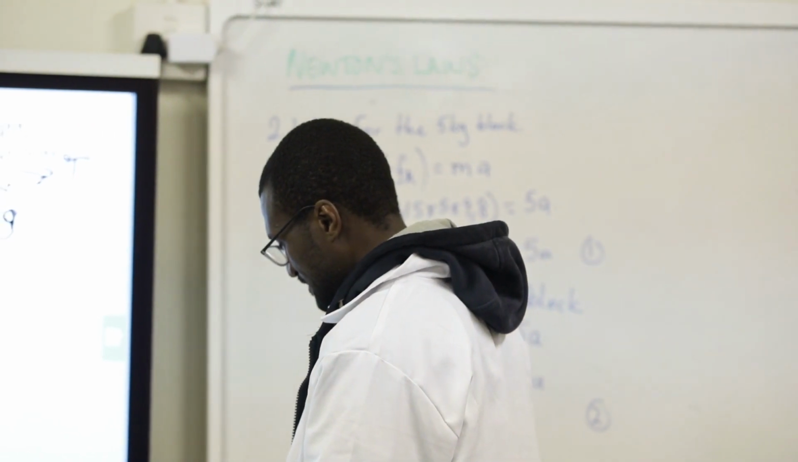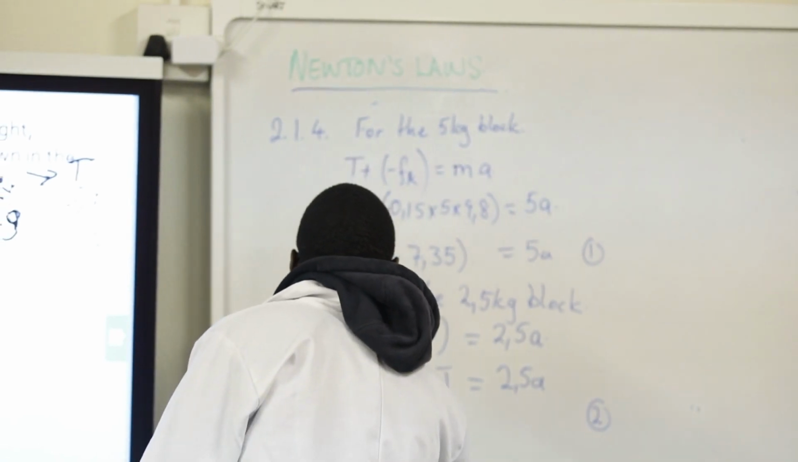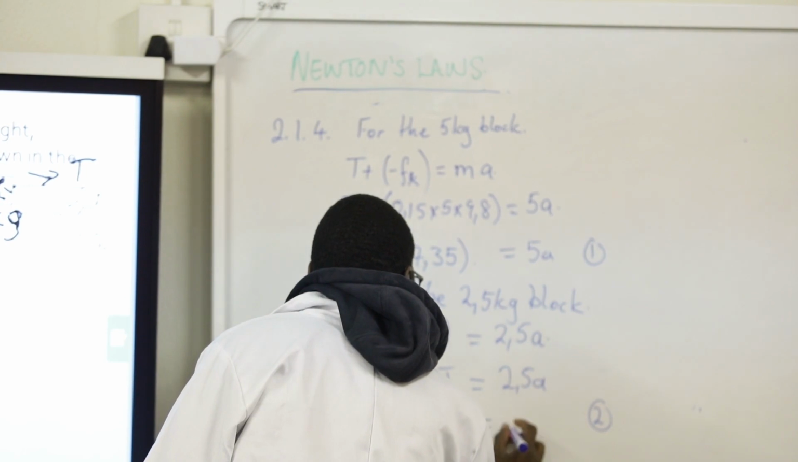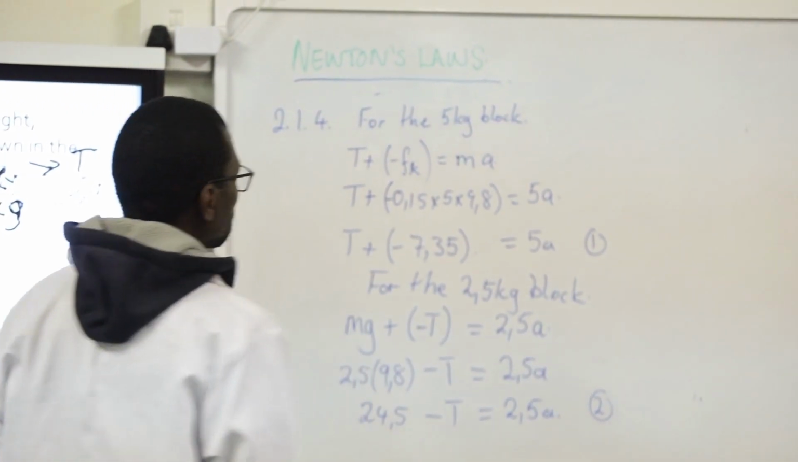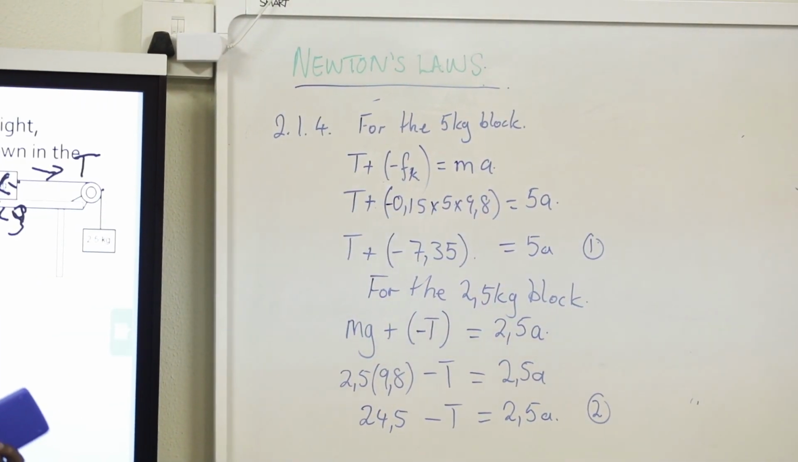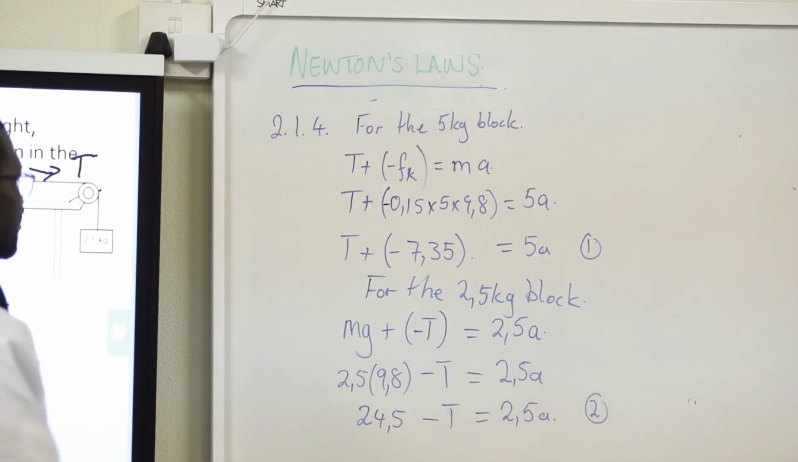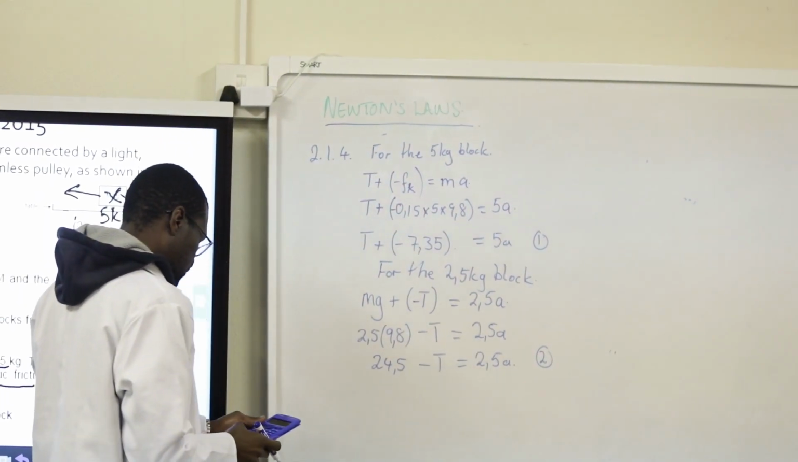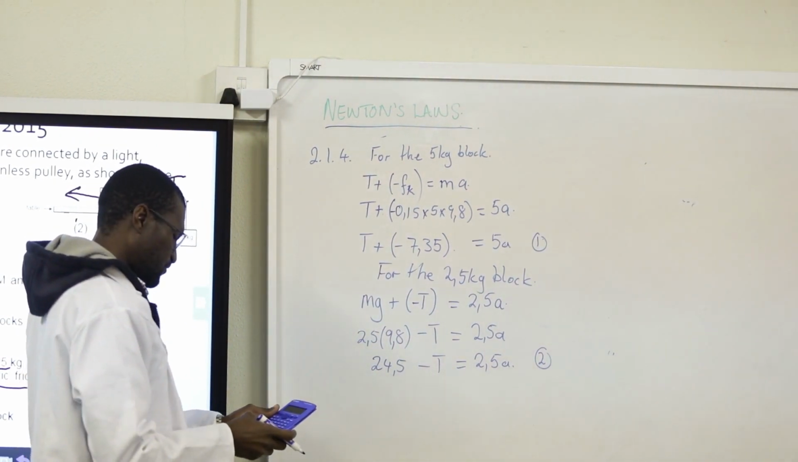We can form the second equation, which is 2.5, pull out your calculator, multiplied by 9.8 is equal to 24.5 minus T is equal to 2.5a. Now we've got two equations that we can solve simultaneously. What we are looking for is the acceleration. So how am I going to do this? The T's will cancel. These will add together. So 24.5 minus 7.35.